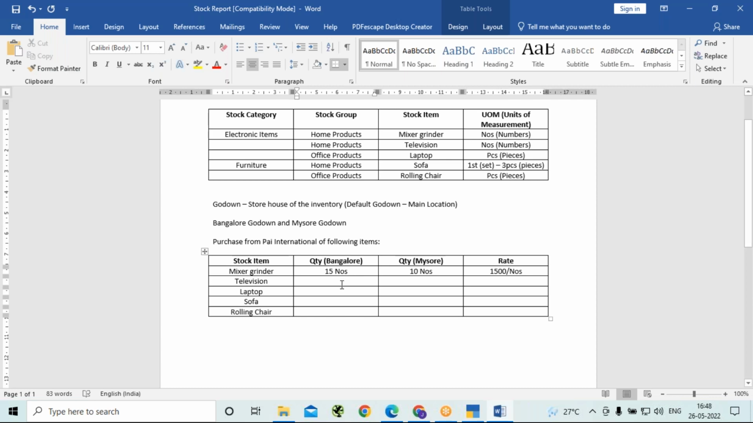Television, so it's in numbers, so I'll take 10 numbers here, 10 numbers. And the rate will be 3000 per number. Next, laptop. Let me assume 5 numbers, it was 5 pieces. So let me take it as 5 pieces, 3 pieces for Mysore godown, and 10,000 per piece. Then sofa. So I purchased 3 sets for Bangalore, 2 sets for Mysore godown. The rate is 5000 per set.